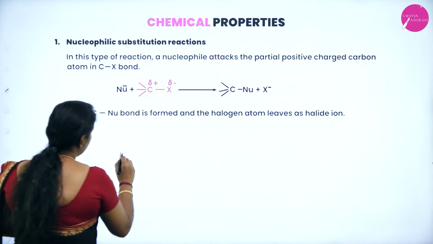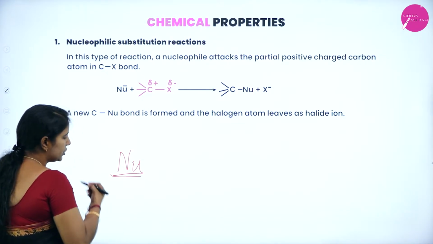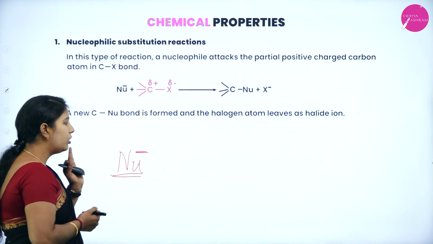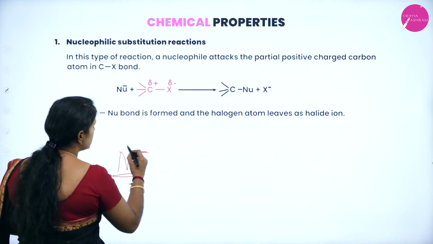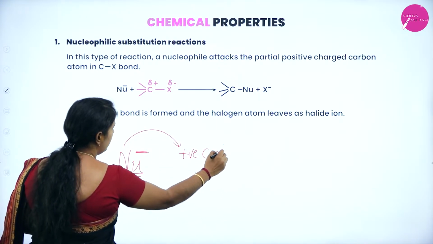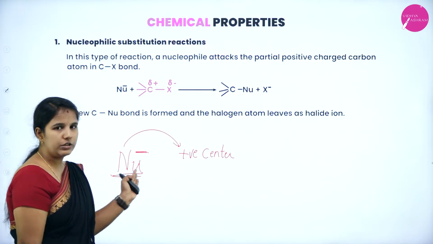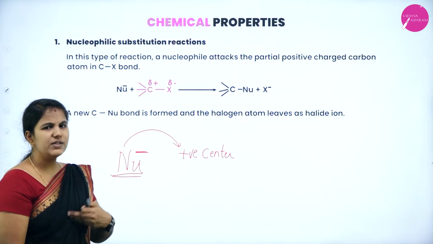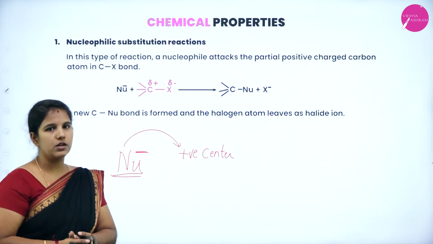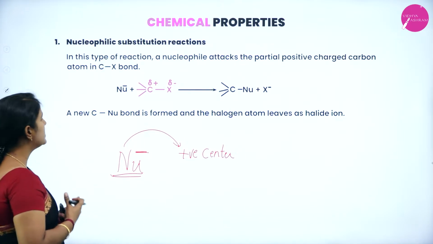A nucleophile is nothing but a negatively charged species, which is always attracted towards a positive center, that is, towards the nucleus, you can say. So, what is a nucleophile? Nucleophiles are negatively charged species which are always attracted towards a positive center. So, how does this nucleophilic substitution reaction happen? We will understand that first.